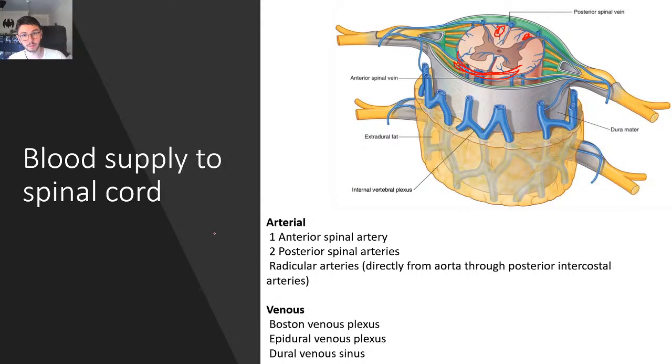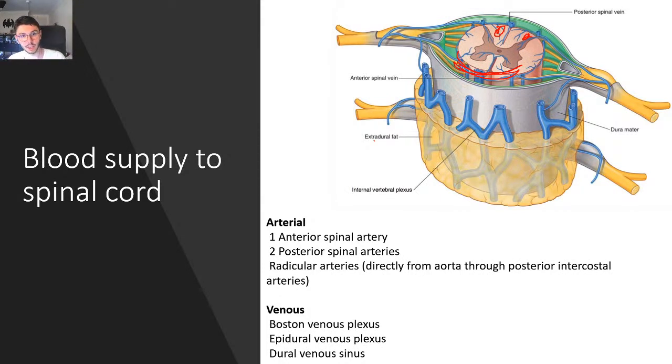Now the venous blood supply is quite complex, but we'll simplify here. You have something called the Batson venous plexus, or the internal vertebral plexus. It's surrounded in this fatty layer, this extradural fatty layer. What this does is that it drains blood and communicates freely with the veins of the brain, abdomen, and pelvis. So it connects the venous drainage with everything else in the body.